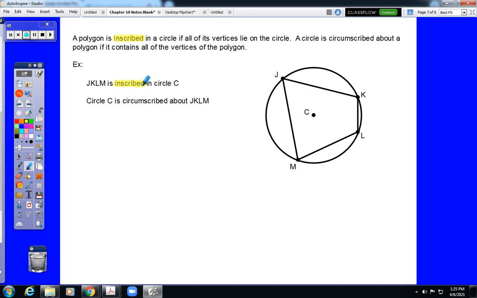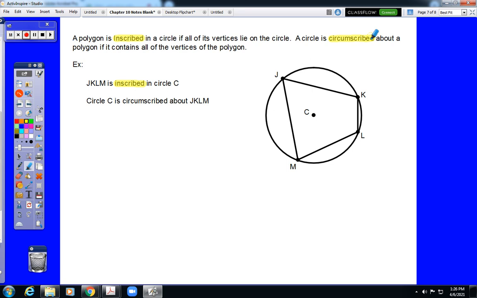Now, if we wanted to state that using the other word, circumscribed, that sort of means the opposite. Not really opposite, the reverse. Okay, that circle is circumscribed around that polygon, whereas the polygon is inscribed in the circle. I like to think of it as the polygon is inside the circle, inscribed, and the circle itself goes around the outside, that's circumscribed. Okay, so circumscribed means contains. Inscribed means is contained by. Okay?